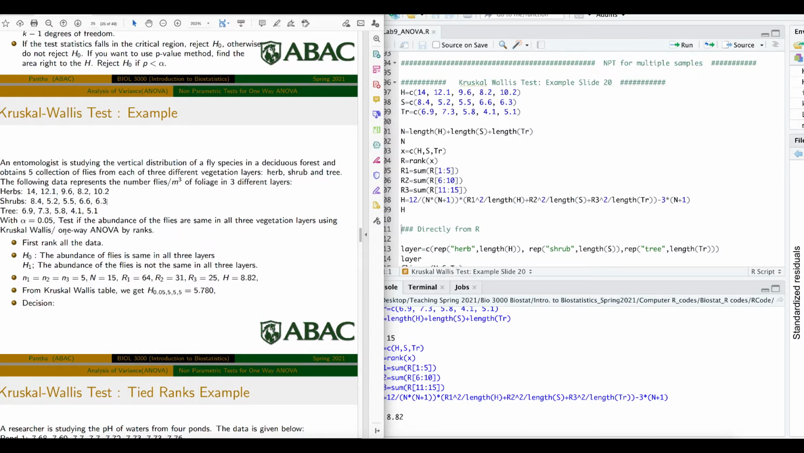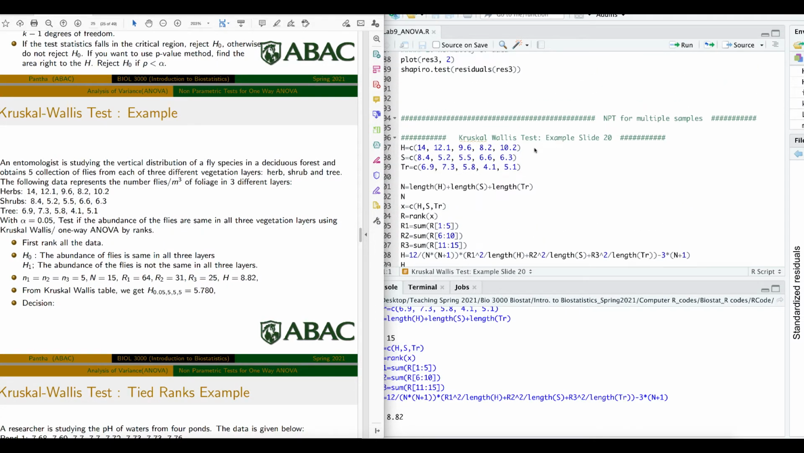With alpha equals 0.05, test whether the abundance of flies is the same in all 3 vegetation layers using the Kruskal Wallis one-way ANOVA, or one-way ANOVA by ranks. Okay, that's the same thing, the Kruskal Wallis test or one-way ANOVA by ranks. So first of all, you rank the data.